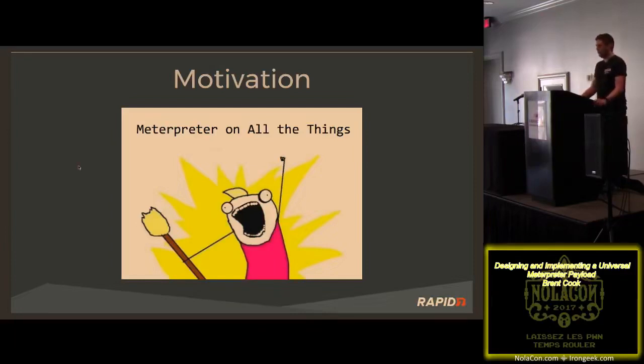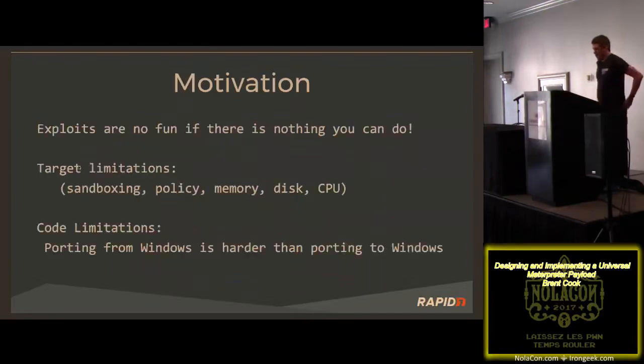Sure, reverse shell is fun, but you can only get so far a lot of times with BusyBox, and it's nice to have the ability to do pivoting and take pictures and do all kinds of different interesting stuff. So that's basically the idea here, is that we wanted to run Meterpreter on all things. Of course, if you write exploits, it's not that much fun if all you get is a reverse shell.